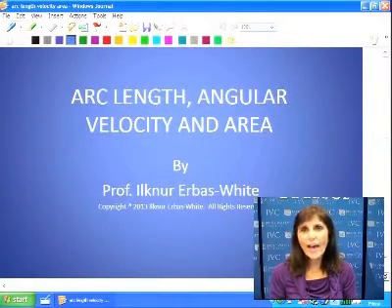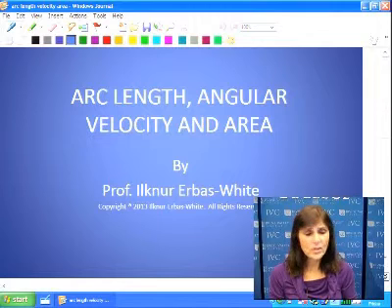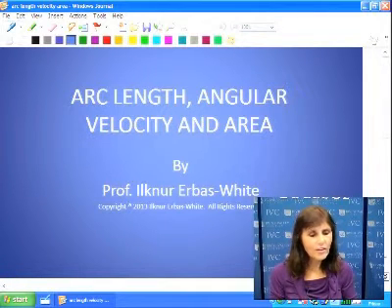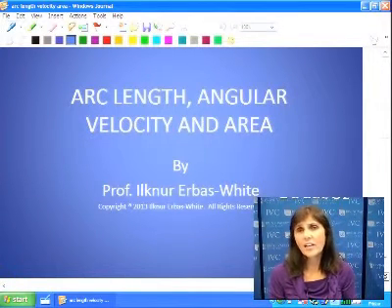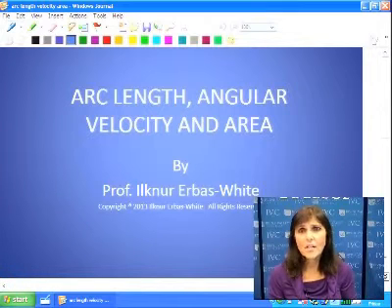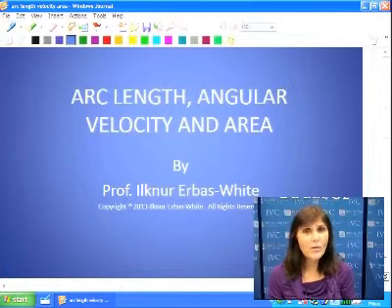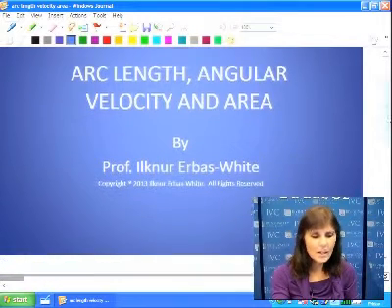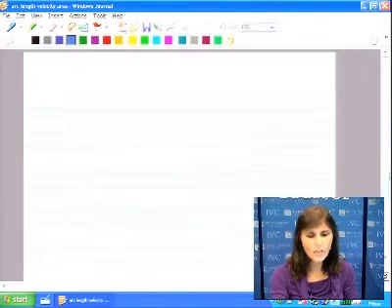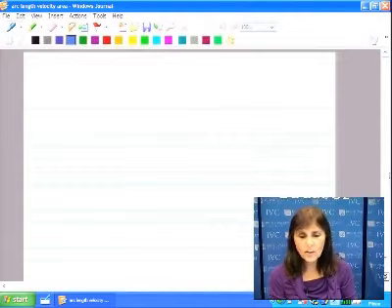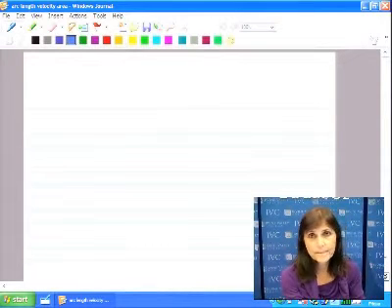Today we will look at some applications of trigonometry, mainly arc length, angular velocity, and calculating areas of segments. So I'll give you some formulas and you'll just end up calculating these, and they are fairly simple to do. So let's get started with the arc length.